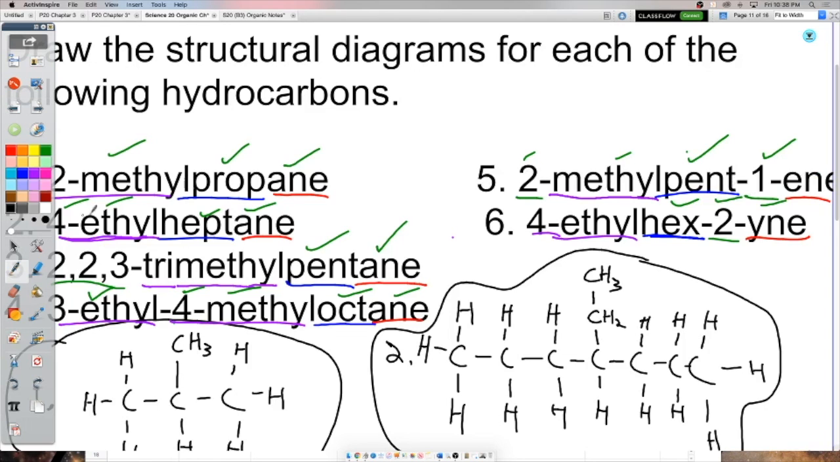Notice that nothing in this name is useless information, right? 2-methyl, that's important. It tells you there's a methyl branch and where it is. Prop, that's important. It tells you how many carbons. Ane, that's important. It tells you how the bonds are put together, okay? There's no such thing as a useless part of the name of a hydrocarbon, for either drawing or naming.